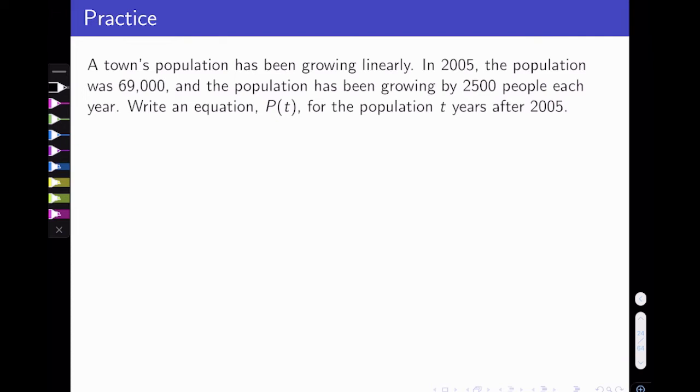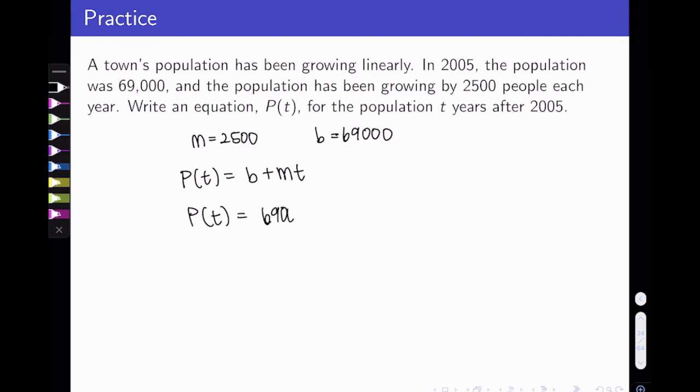And if it's growing by 2,500, that tells us that the slope of this function is going to be positive 2,500. And so P of t is going to have the form of its initial value b plus the slope times the number of years since 2005. So our initial value is 69,000. And so our function, the population as a function of time t, will be 69,000 plus 2,500 t.